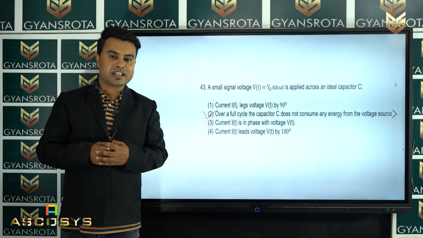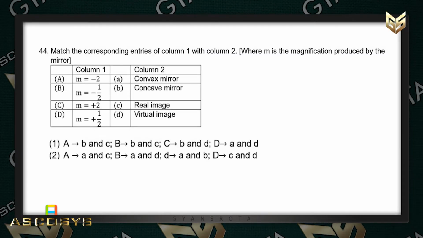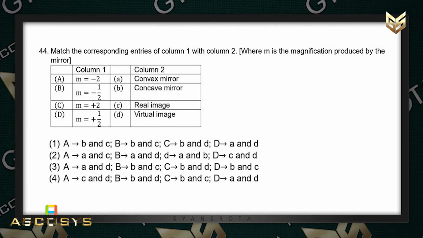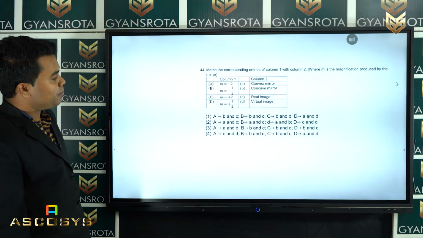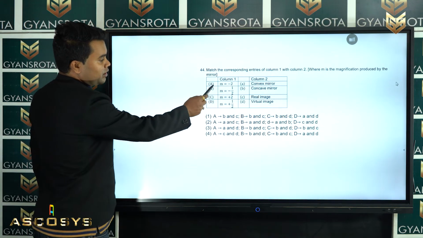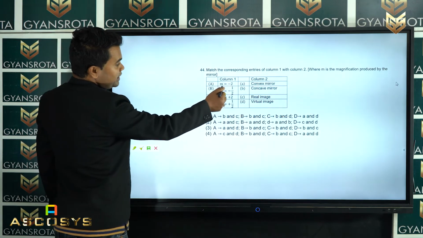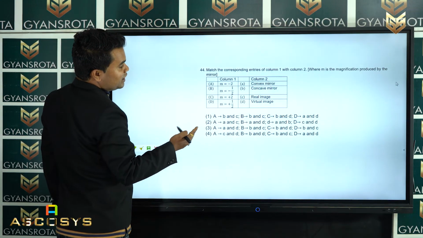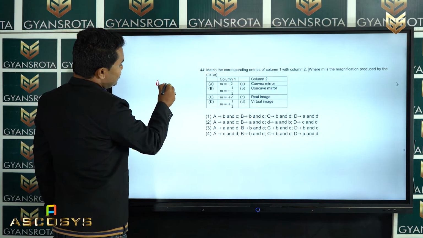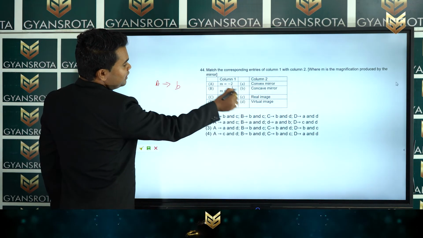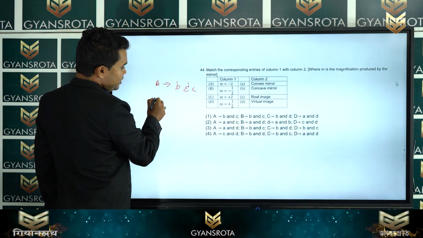Now let us move to the next question, that is question number 44. Match the corresponding entries of column 1 with column 2, where M is the magnification produced by the mirror. So you have to match the columns. Let us see A first. M equals minus 2. Minus 2 means it's a real and inverted image produced by a concave mirror. So A will be B and C, real image.